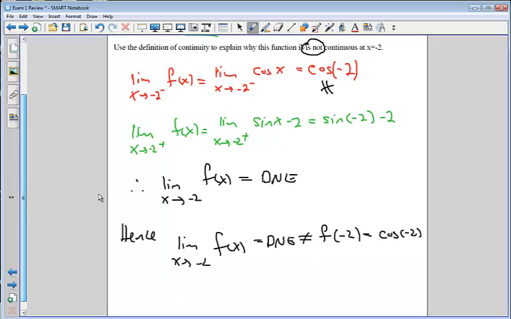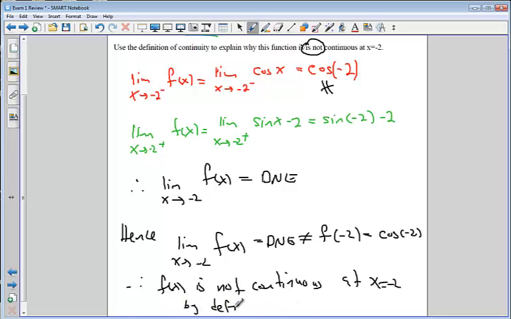Right, so therefore, f of x is not continuous at x equals negative 2 by definition.